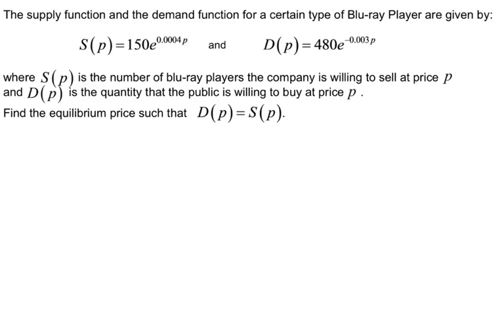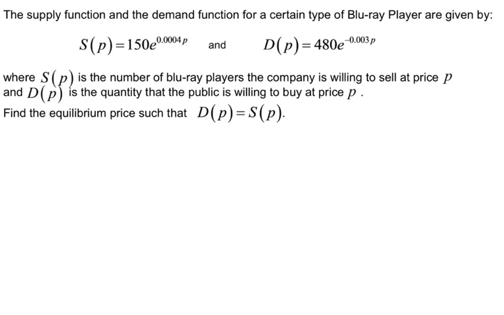So S of P represents the number of Blu-ray players the company is willing to sell, how much they are willing to supply at price P. And D of P represents the quantity that the public is willing to buy at price P. So we want to find the equilibrium price such that the demand is equal to the supply, so that we're making the right amount of Blu-ray products that people will buy.